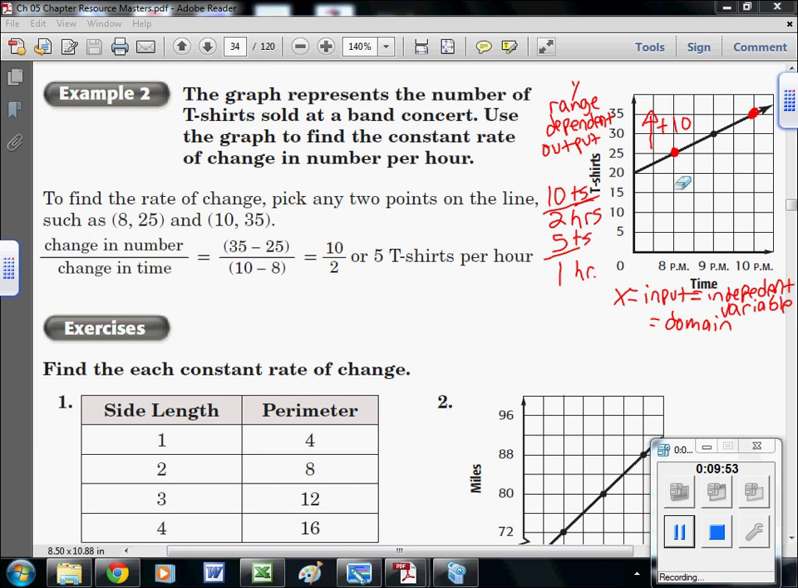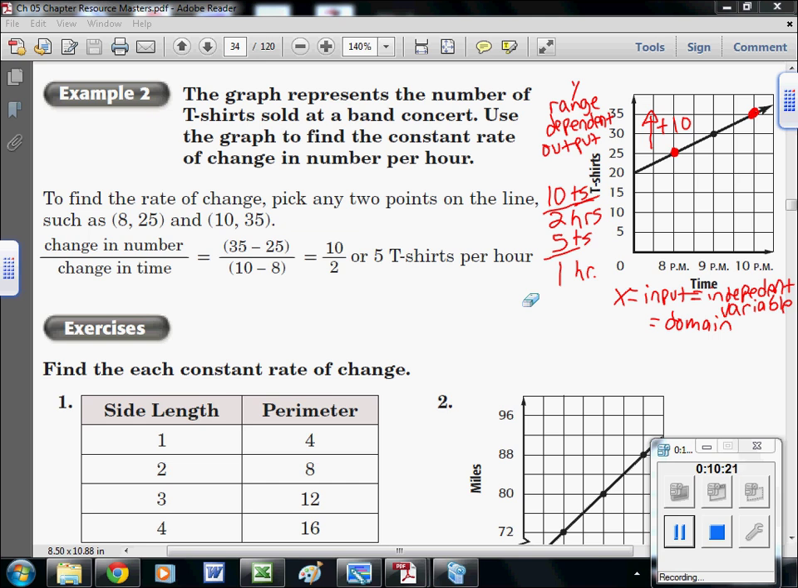So no matter what 2 points you choose on your graph, it will still simplify to the exact same value. Now that's if you're given a graph. If you're given a graph and you can just count, go for it. Just make sure you simplify your final answer, and remember it's output per input. Think of it as the output value, whatever that is. In this case it was t-shirts. How many t-shirts per the input value, which in this case was hours.